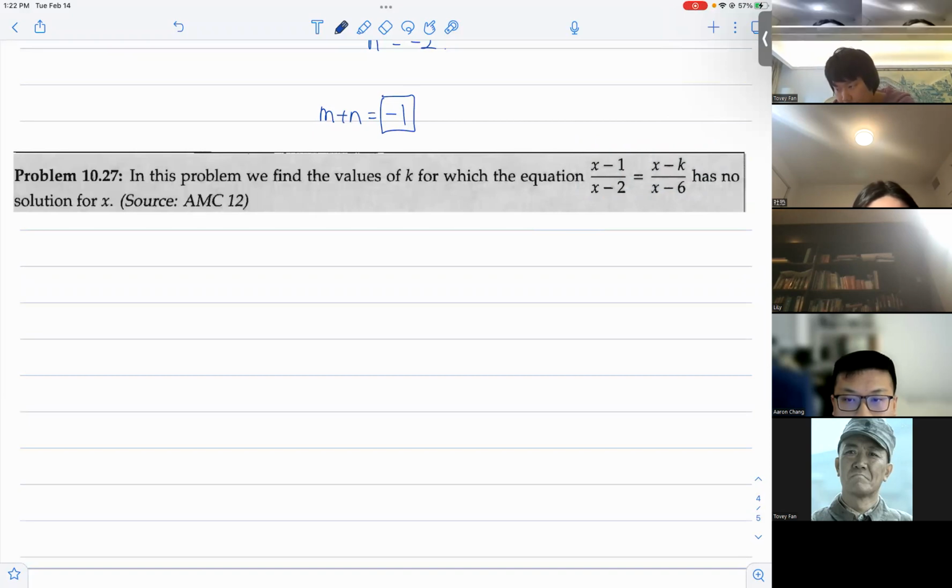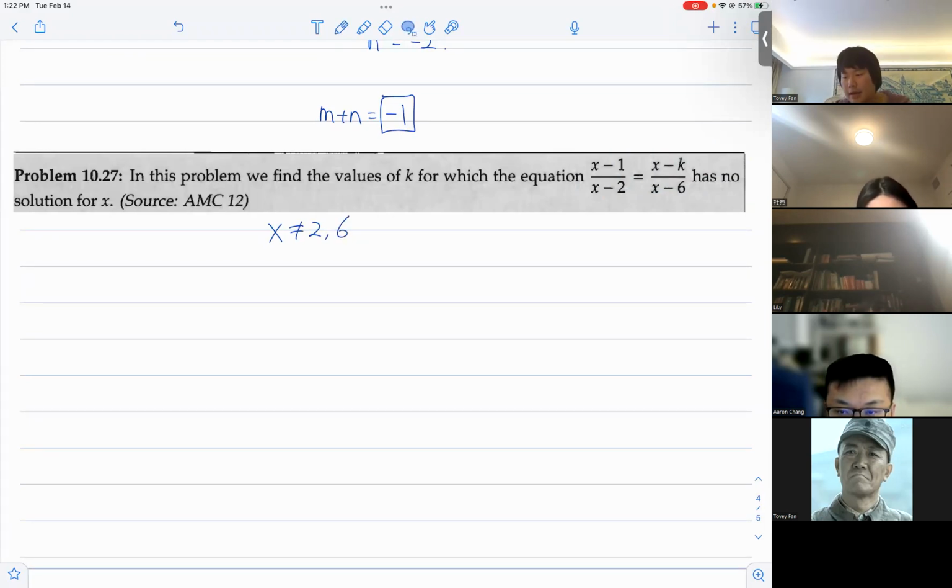We know that x cannot be 2 and x cannot be 6. And that's all I know. Okay, good. So first we noticed that x cannot be either 2 or 6, right? And then how do we solve for this? Basically, if there's no solution for x, probably if we solve for this and we make the solution become 2 or 6, then that means there's no solution, right? So how do we solve for this?